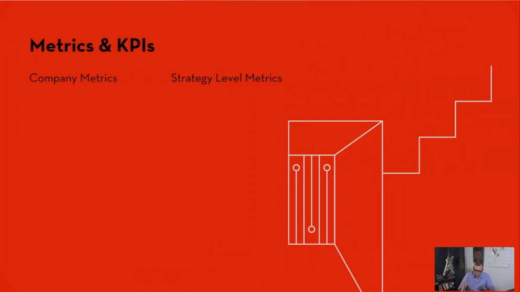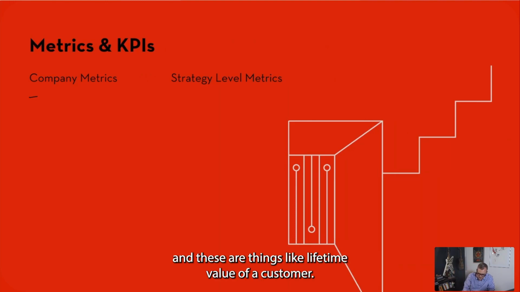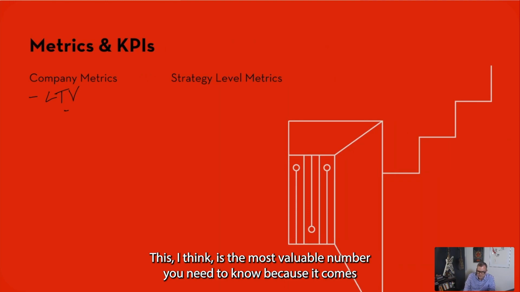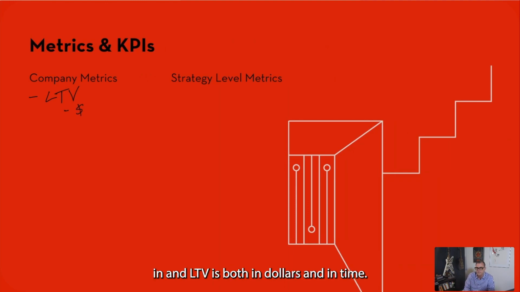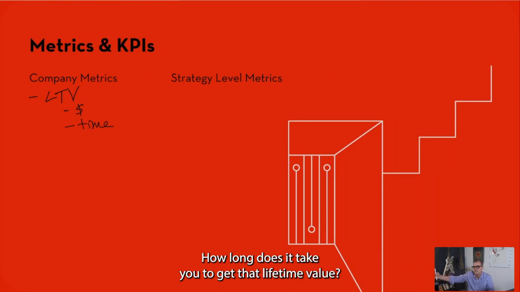So now let's talk about what numbers do you need to know. We break this down into two groups. You have two different levels of metrics. The first metrics are your company level metrics, and these are things like lifetime value of a customer. This, I think, is the most valuable number you need to know because it comes in LTV is both in dollars and in time. How long does it take you to get that lifetime value?